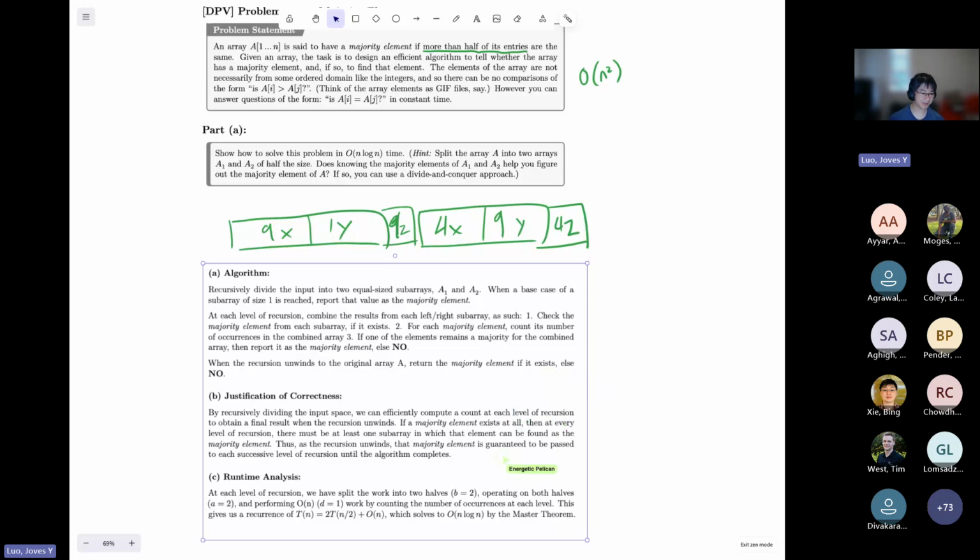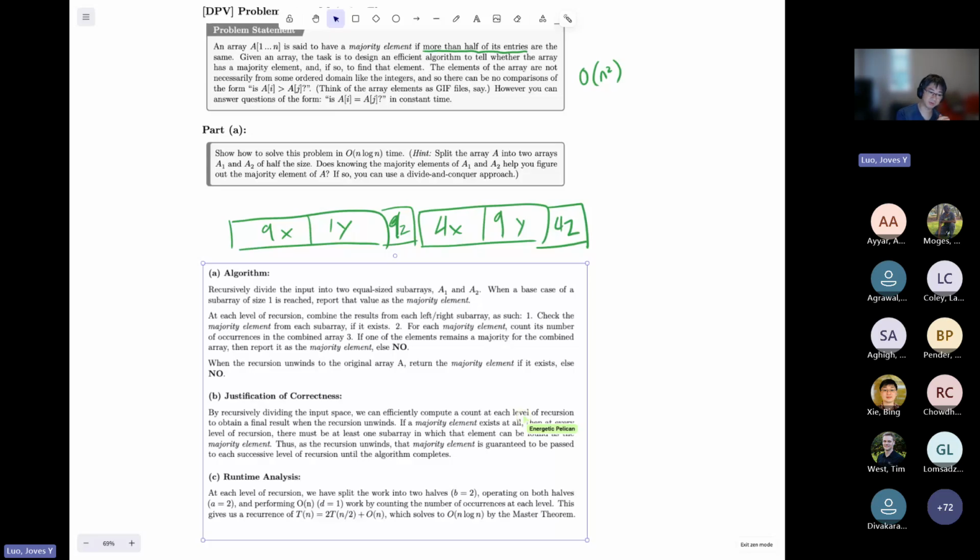Okay, so our algorithm here is we first divide the input into equal size subarrays A1 and A2. When a base case of a subarray of size 1 is reached, report that value as the majority element. So you are a subarray of 1, you are your own majority. If you have a town of 1 person, that person can vote however they want, and that person wins. At each level of recursion, you combine the results of the left and right subarray. Here are the rules of how we are going to combine.